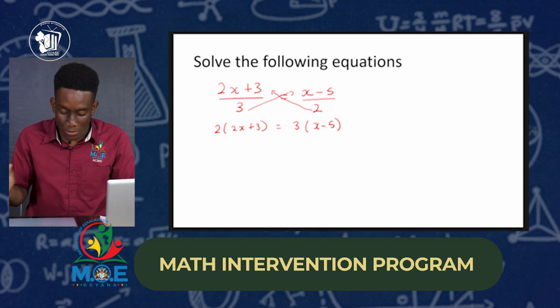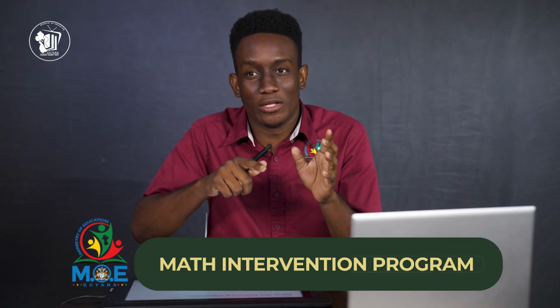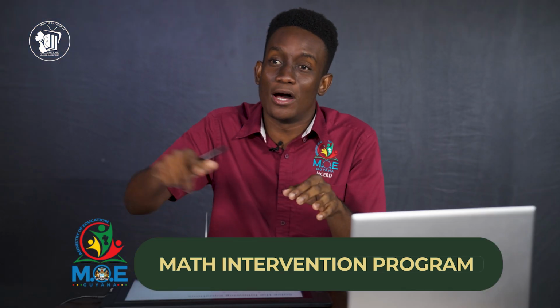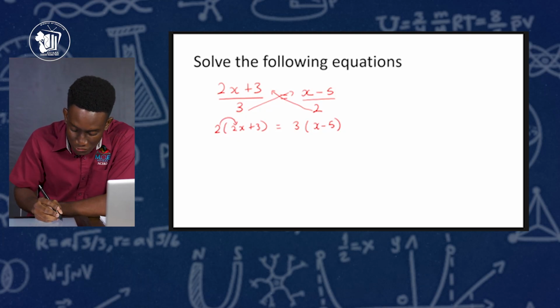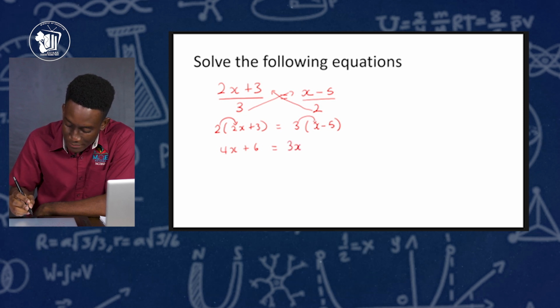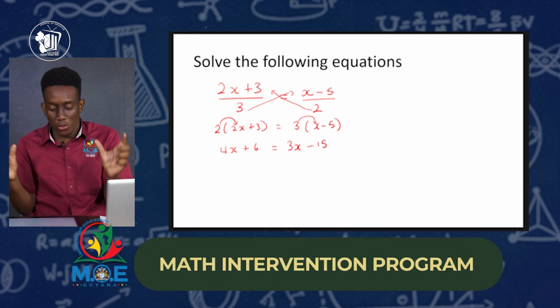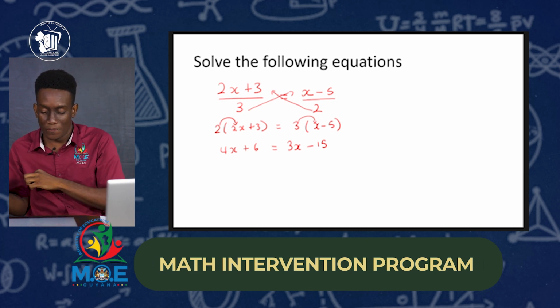So let's do some multiplication. So we have to use the law called the distributive law. If you want to get rid of the brackets, that term has to multiply all the terms in the bracket. So this would be 2 multiplied by 2x, which would give us 4x. 2 multiplied by plus 3 will give us plus 6. And that will be equal to 3 multiplied by x, which would give us 3x. And 3 multiplied by negative 5 would give us negative 15. So the new equation that we have now would be 4x plus 6 is equal to 3x minus 15.